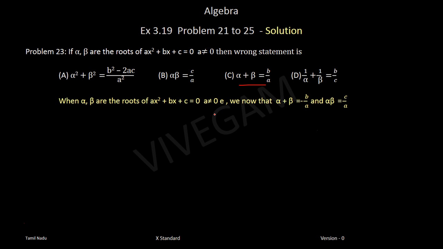So we know when alpha and beta are the roots, alpha plus beta is minus b by a and alpha beta is c by a.